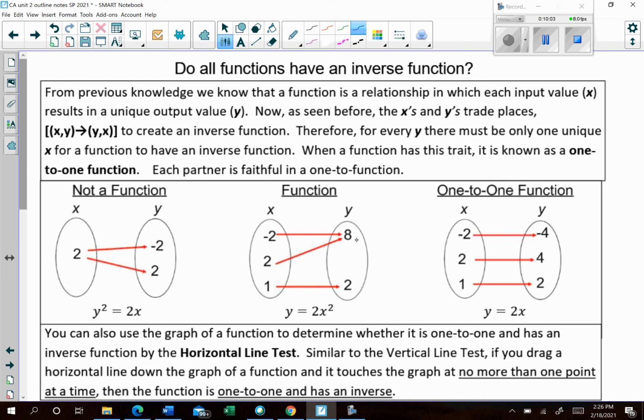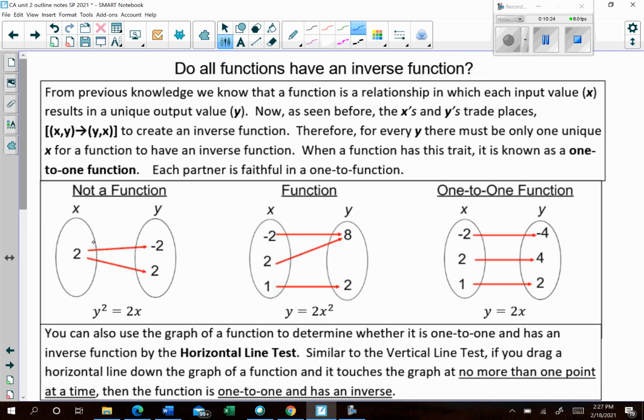That didn't really matter. It was just more important that X couldn't have more than one partner. And you might remember the vertical line test, right? So this would pass a vertical line test right here. This one would not, because when X equals 2, I'm getting two different results, and that's a problem. It's not known as being functional.